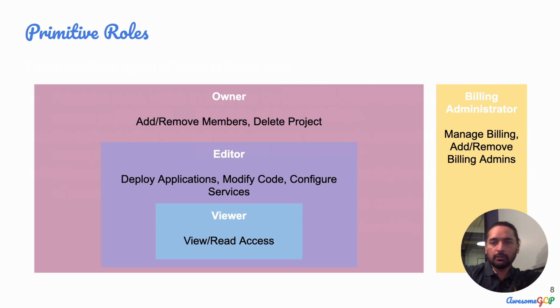Apart from the billing administrator, which allows you to manage billing and to add and remove billing admins, the key roles in the primitive roles are viewer, editor, and owner. The viewer has view and read access on resources. An editor will have the viewer access. In addition to that, they will have the permissions to make changes to the system, like deploying applications, modifying code, and configuring services. An owner will have all the permissions of the editor and the viewer. And in addition to that, they are able to do things like deleting projects, adding and removing permissions from other members, and also adding and removing members.